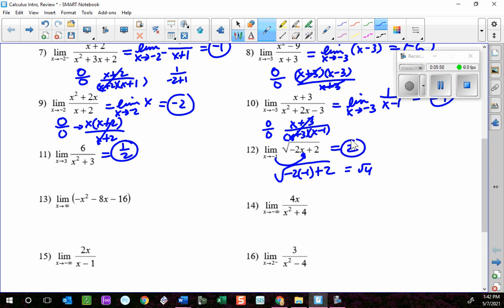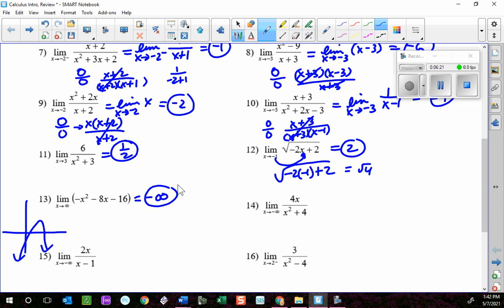For number 13, now this is changing a little bit. x is going to infinity. Now, when x goes to infinity, that just means the end behavior of the right side. So this is a parabola, and I didn't graph this one because, wherever this parabola is, it's upside down, right? So the right side and the left side are going down. So I'm going to say negative infinity.